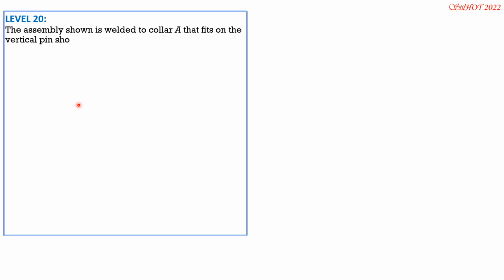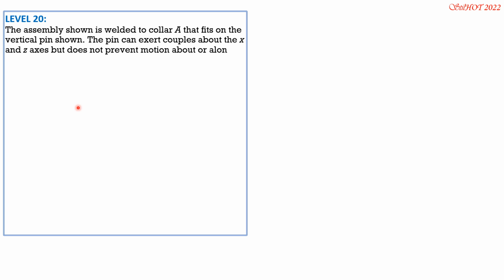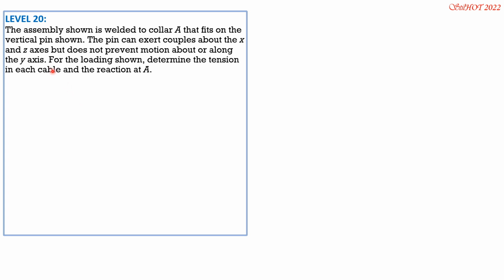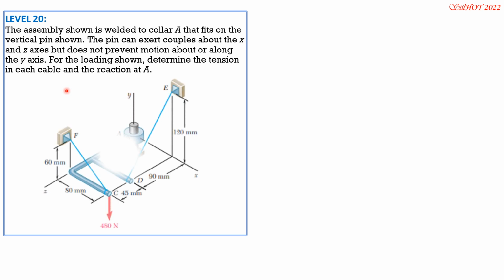The assembly shown is welded to collar A that fits on the vertical pin shown. The pin can exert couples about the X and Z axis, but does not prevent motion about or along the Y axis. So the Y component of force is 0 and moment about Y is 0. For the loading shown, determine the tension in its cable and the reaction at A.